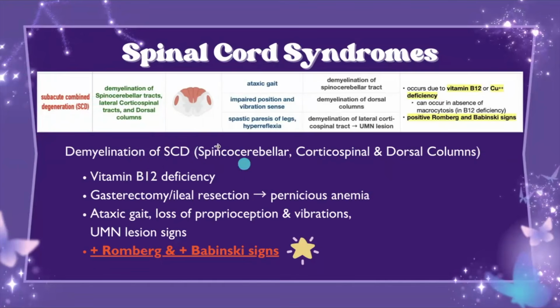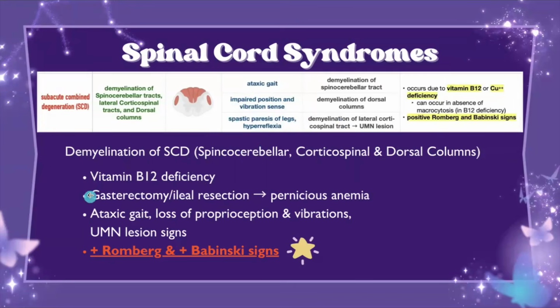Starting with the spinocerebellar pathway, you would have ataxic gait because the spinocerebellar pathway is affected. Now, for the corticospinal tract, you would have spastic paralysis of the legs, and you would have hyperreflexia because it is an upper motor neuron lesion. And for the dorsal columns, you would have impaired position and vibration sense, so loss of conscious proprioception and vibration.